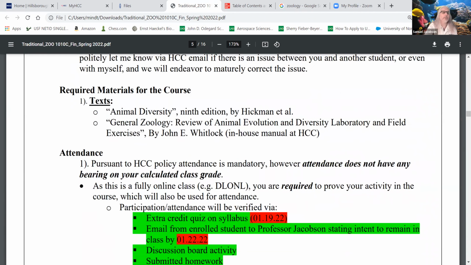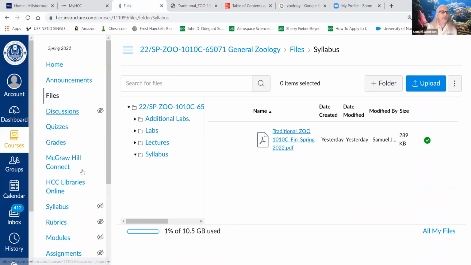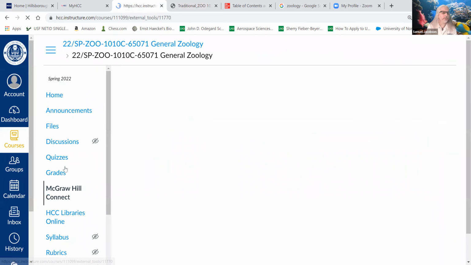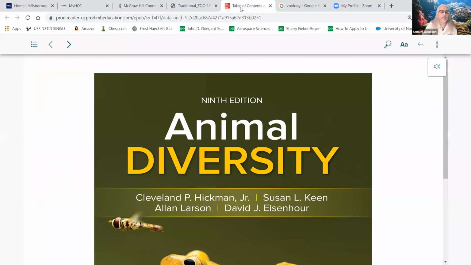All right, so what really relates to the course starts up here. There are two things you need for this class, and you must have these. One is the book. See it right here? Now, let's go back to the files. Here's McGraw-Hill, not files, I mean, these are the links in the left pane. But in these links, you can see McGraw-Hill right there. You click on the Connect section and you get connected over to the book. It's right here. There it is, Animal Diversity, 9th edition.